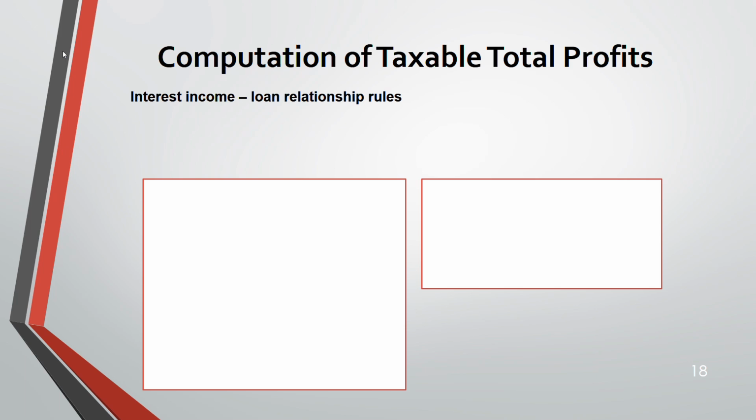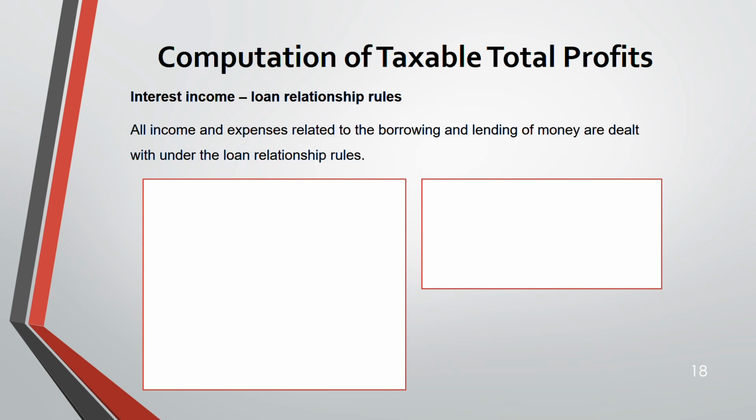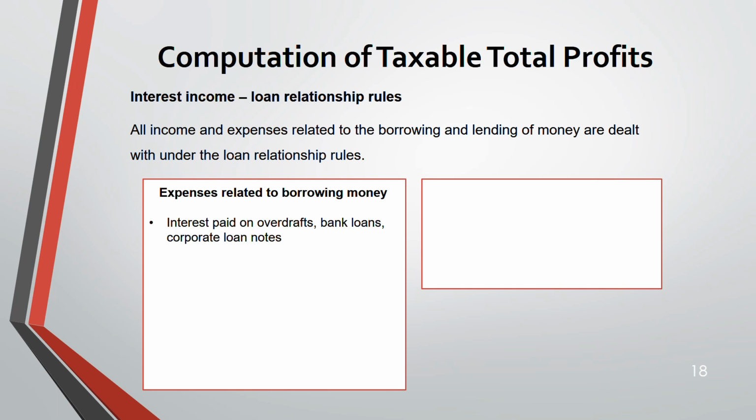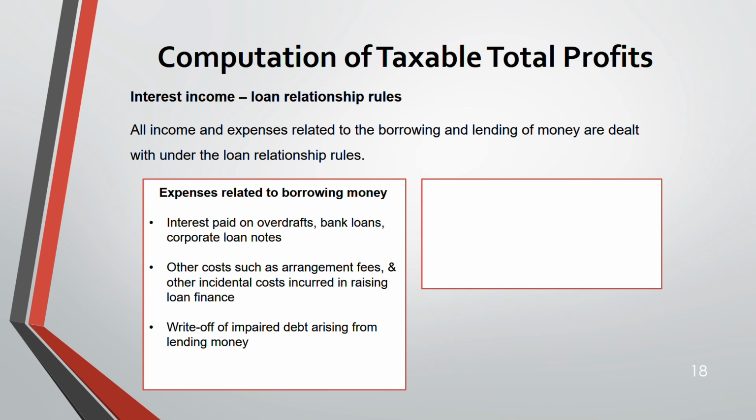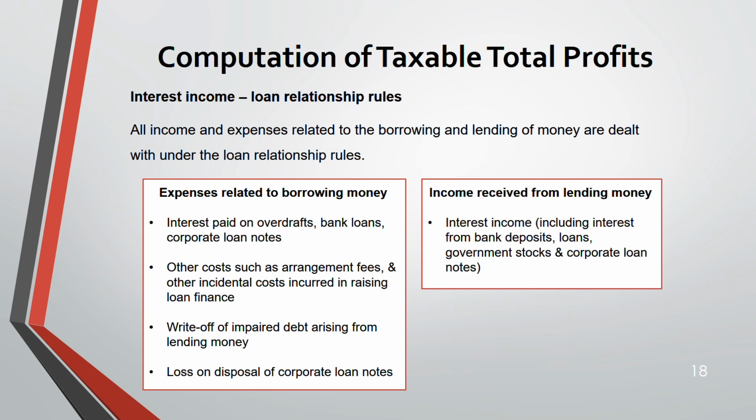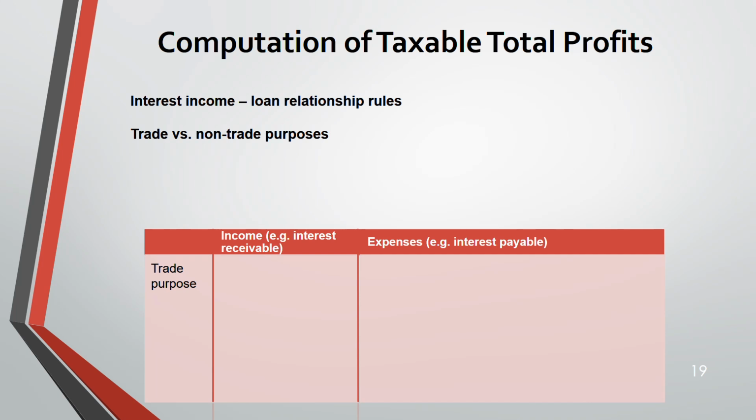Next on the list after trading profit, we have interest income. For interest income, we need to see the loan relationship rules. All income and expenses relating to borrowing or lending of money are dealt with under loan relationship rules. Expenses relating to borrowing money: any interest paid on overdraft, bank loans, corporate loan notes; other costs like arrangement fees, incidental costs incurred in raising the loan; write-off of impaired debt arising from lending money; and loss on disposal of corporate loan. Income received from lending money: any interest income like interest from bank deposit, interest from loan, interest on government stocks, and interest from corporate loan notes.